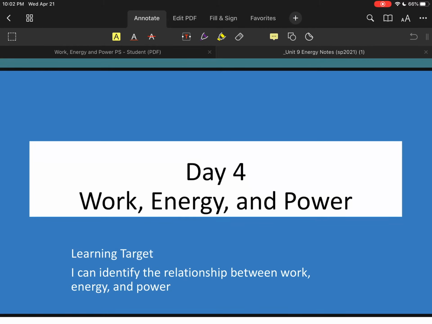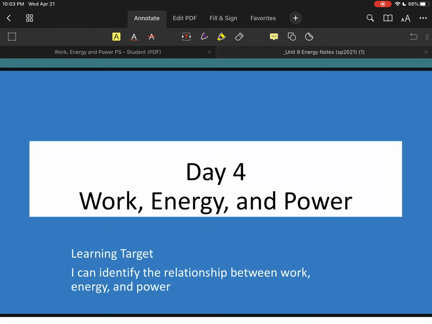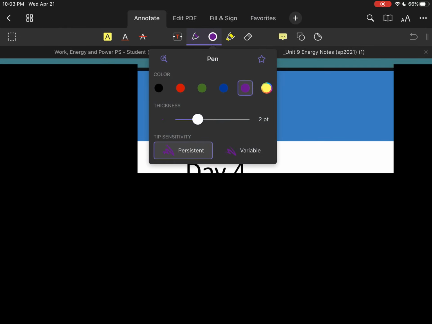This lesson is on work, energy, and power, and how they are all related to each other. By the end of the lesson, you should be able to identify the relationship between those three things: work, energy, and power.